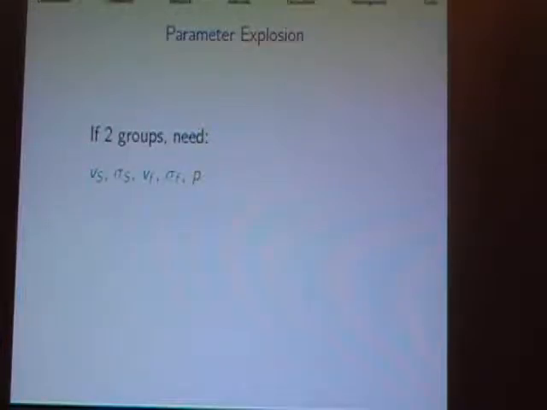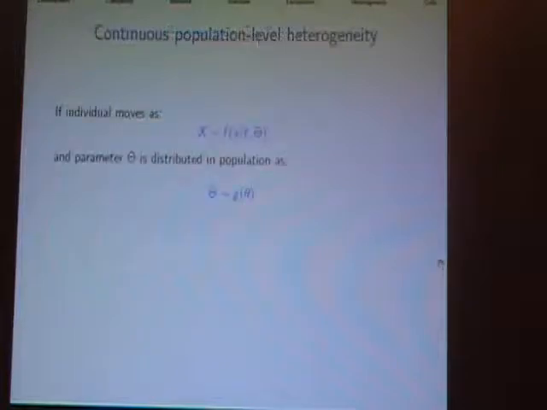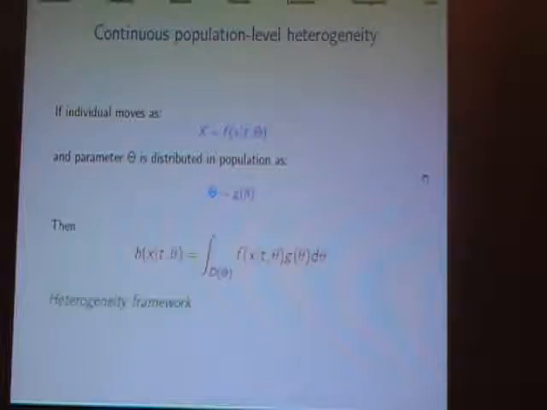So if there are two groups, then you have 5 parameters: slow velocity, slow variance, fast velocity, fast variance, and the probability of being one or the other. But if you have k groups, then you need a whole bunch of parameters. So their method works if you have a lot of data, but it has limitations if you get a little more realistic. So what to do? I say if an individual has some sort of diffusive way of moving, and some parameter is distributed within the population in a certain way, then we just integrate it out, and this is all there is to this heterogeneous framework.